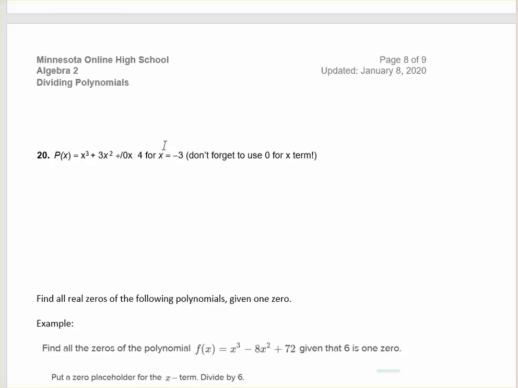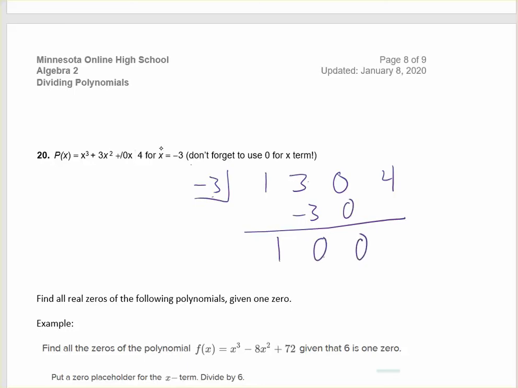Okay, so they want us to evaluate it for -3, so you leave the -3, and then you put your coefficients here: 1x cubed plus 3x squared plus 0x plus 4. So you bring the 1 down. 1 times -3 is -3. 3 plus -3 is 0. 0 times -3 is 0. 0 times -3 is 0.